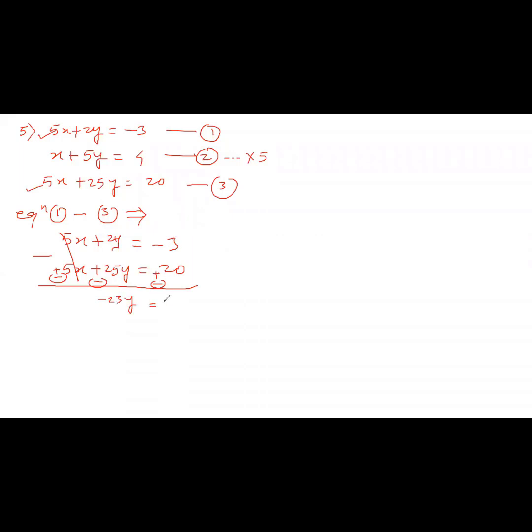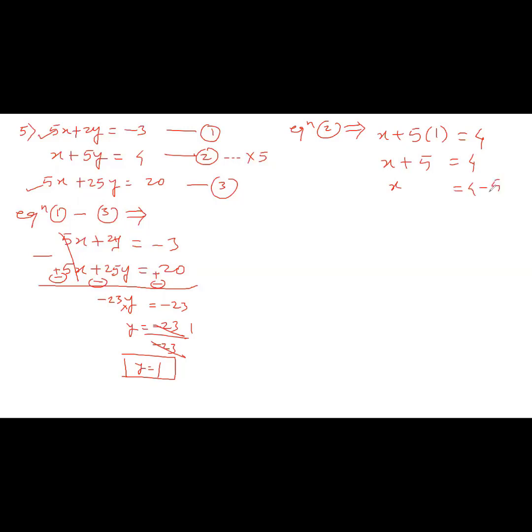Here minus 3 minus 20 is minus 23. Now minus 23 multiplied here becomes divide. Minus 23 upon minus 23 is 1. So we got the value of y as 1. Now put this y in any one of the equations. The simpler equation is 2. So equation 2 implies x plus 5y, y is 1, equals 4. So it becomes x plus 5 equals 4. Plus 5 there becomes minus 5 here. So 4 minus 5 is minus 1. So we got the value of x as minus 1.